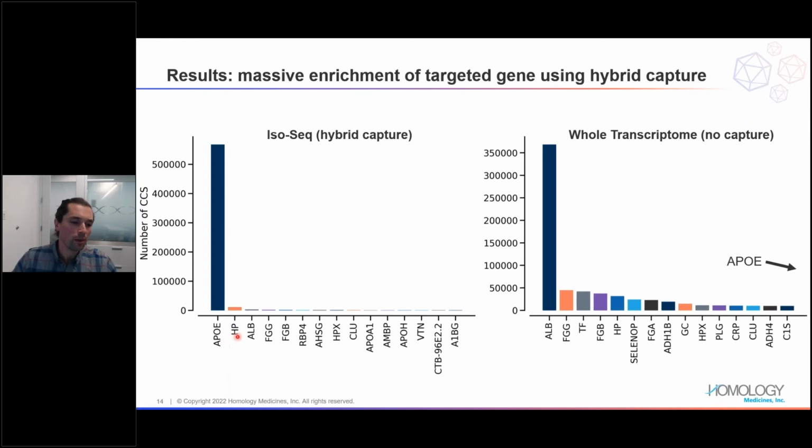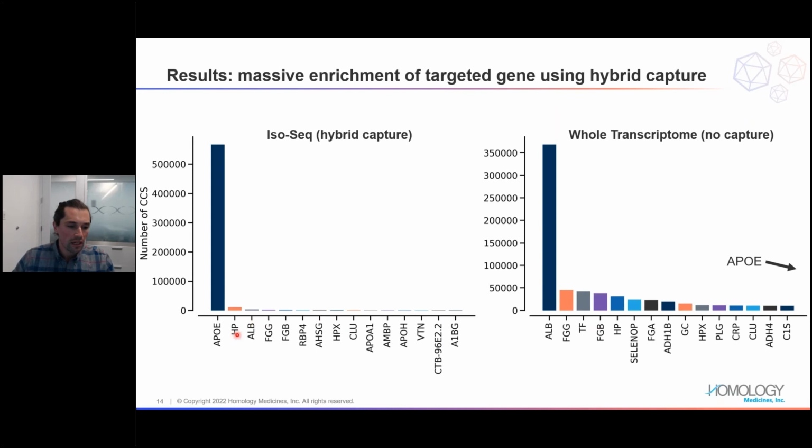This is followed by HP, or haptoglobin, and then albumin, and then all these other genes that are expressed in liver tissue. And then you can see in the whole transcriptome where there's no capture, you got albumin, and albumin is just blowing out the signal. It's very highly expressed, followed by all these other genes. And then you have haptoglobin as your 5th most transcribed gene, which was interesting to us.